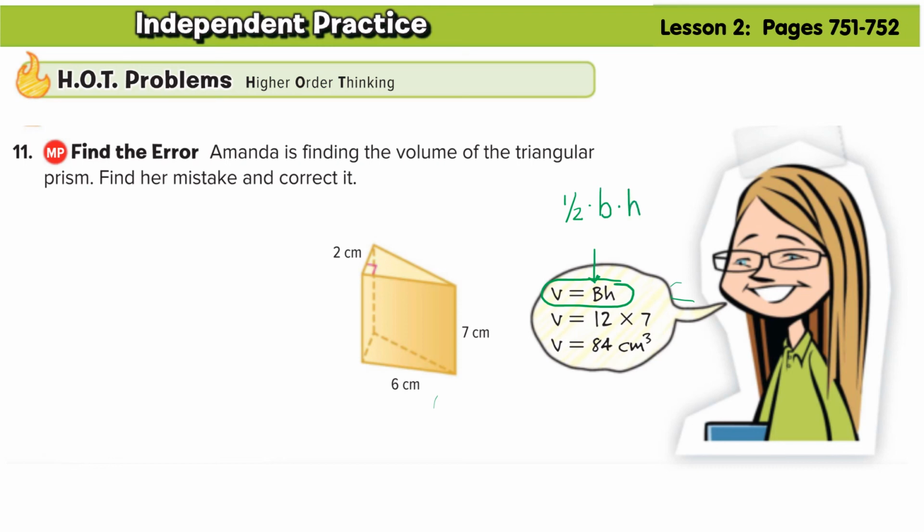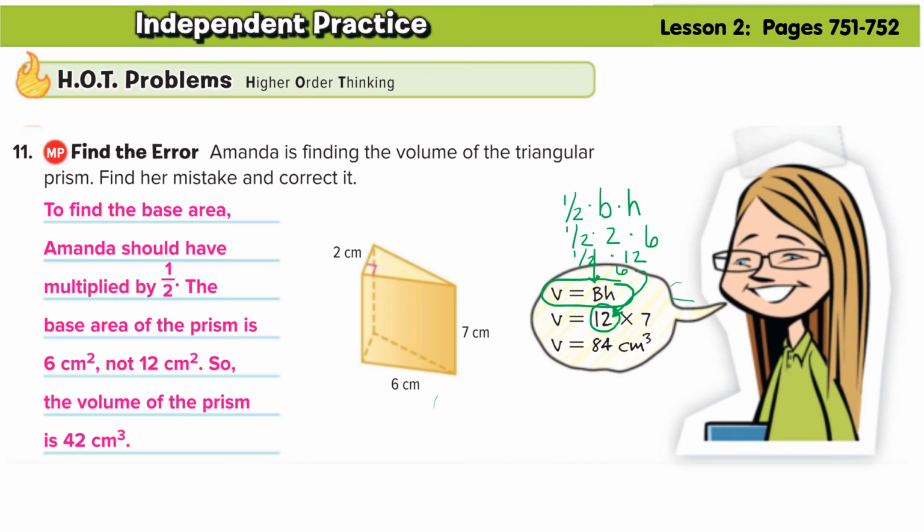So 1/2, the base of the triangle is 2, and the height of the triangle is 6. So 1/2 times 12 is 6. So she didn't cut this in half, okay? To find the base area, Amanda should have multiplied by half. The base area of the prism is 6 centimeters squared, not 12 centimeters squared. So the volume of the prism is 42 centimeters cubed.